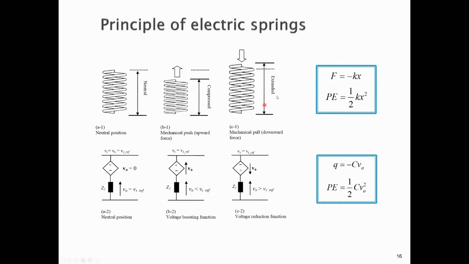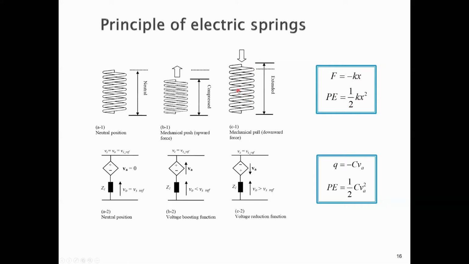Now let us compare the basic equations. For a mechanical spring, when it is in a neutral position, the displacement is 0. If we compress it, a force will be developed to restore the spring to reduce the displacement. If we extend the spring, the force developed in the spring will pull the spring back to the neutral position. So the force equation is F equals negative kx, where k is a constant, x is the displacement. And the potential energy stored in the spring is half kx squared.